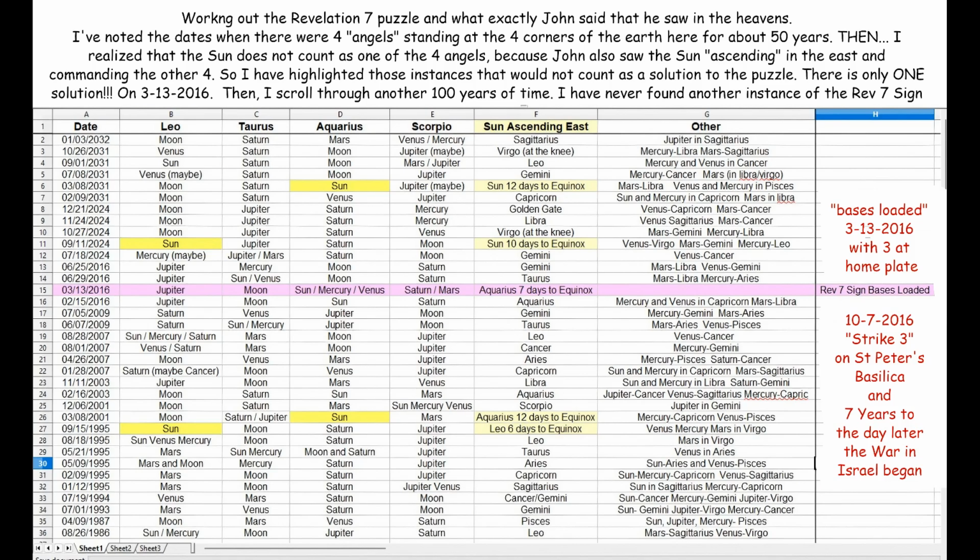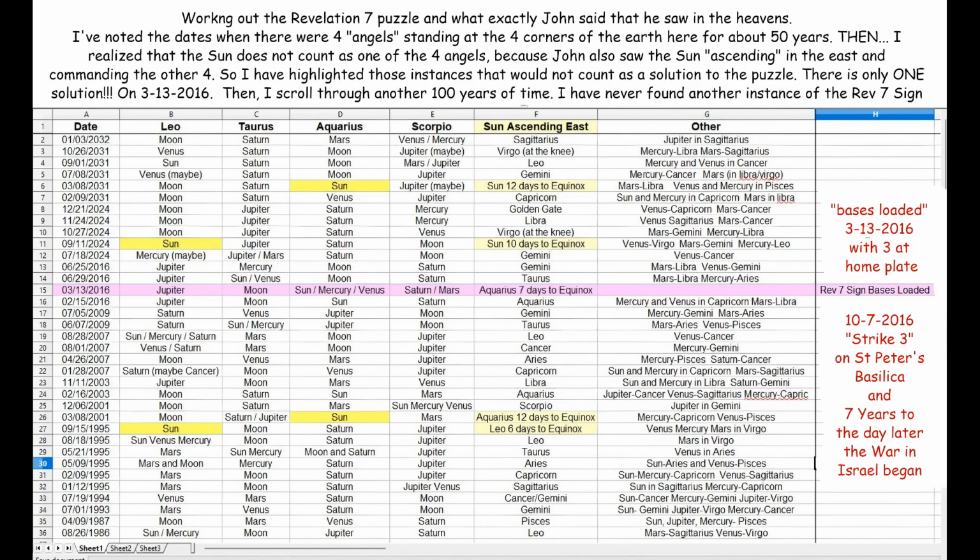And I highlighted those 5 times down that sort of center column where I have written that the sun was ascending east, because that was what I was really looking for, since it is one of the requirements to work out John's puzzle. 5 times in 50 years, when the sun was ascending in the east, even close to an equinox, when the 4 bases were loaded like John describes.